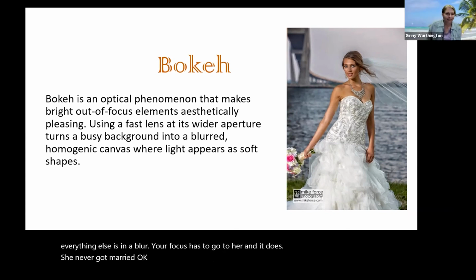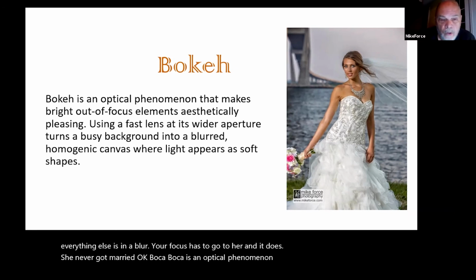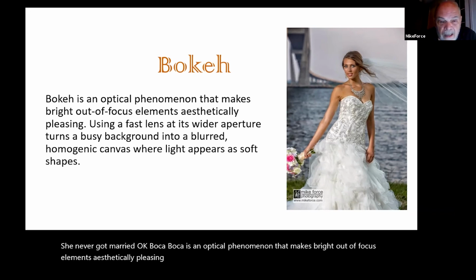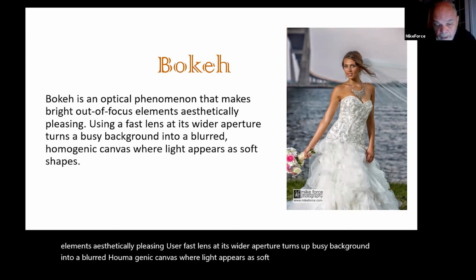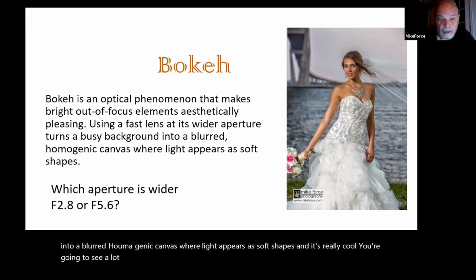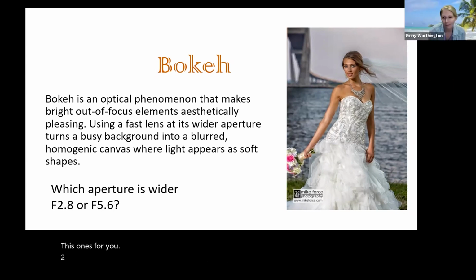Bokeh is an optical phenomenon that makes bright out-of-focus elements aesthetically pleasing. Using a fast lens at its wider aperture turns a busy background into a blurred, homogenous canvas where light appears as soft shapes. And it's really cool. You're going to see a lot of my shots coming up like that. Which aperture is wider? Here we go. Jenny, this one's for you. The 2.8 is wider. You got it.